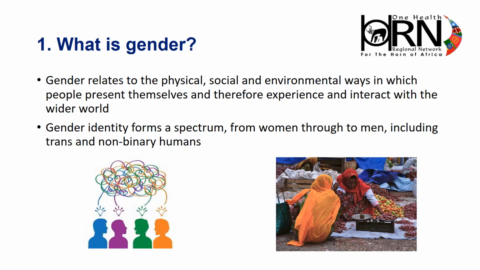So what is gender? Gender relates to the physical dimensions of human life and also the social and environmental ways in which people present themselves in the world. And this influences how they experience and interact with other people. And so who you are and what you look like and how other people perceive you affects every aspect of your daily life. But what we would say is that gender identity is not a simple binary between men and women. It's actually more of a spectrum. And so some people might identify as somewhere between men and women. So we would include in this definition trans and non-binary humans.